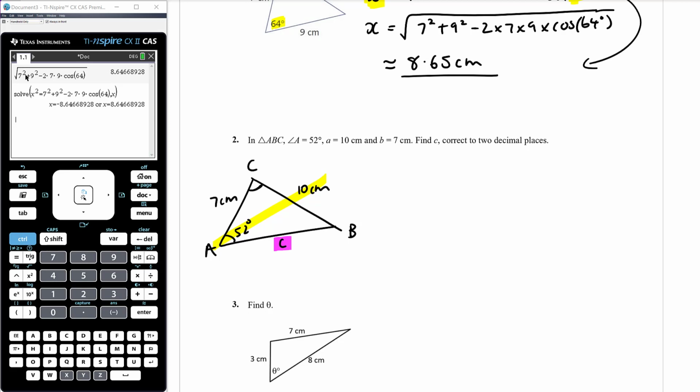Although we could have used the sine rule. We want to find this side length c. We've only got one angle, 52 degrees, so we're going to need to use that in our equation. So we're going to have to use cos of 52 degrees.